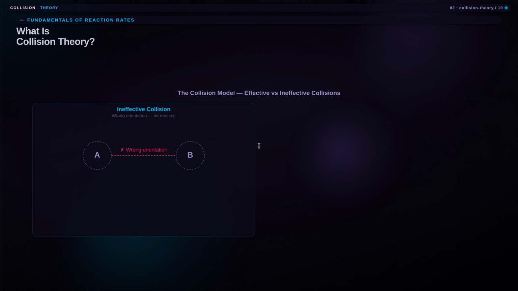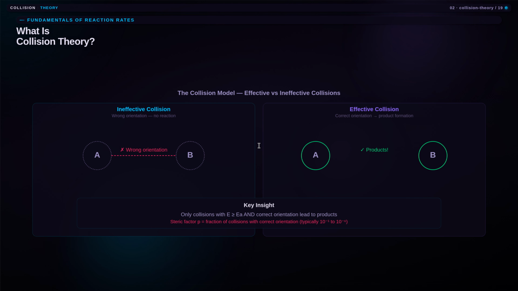Collision theory was developed by Max Trautz and William Lewis in the early 20th century. It states that chemical reactions occur when reactant molecules collide with each other. However, not every collision leads to a reaction. Only a tiny fraction of collisions are effective.